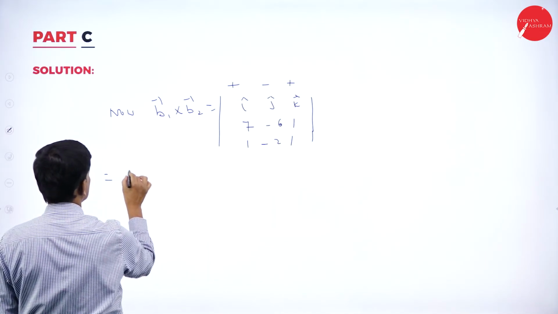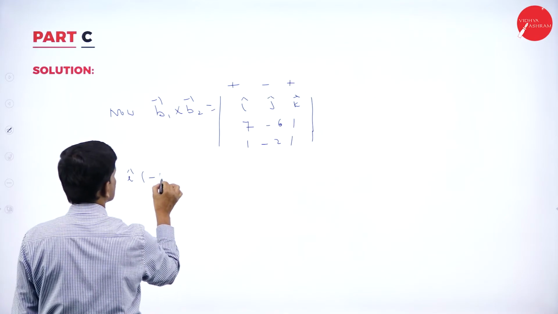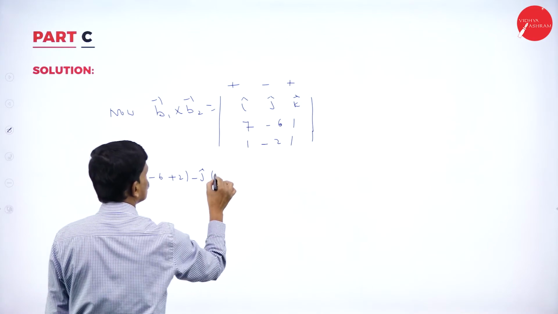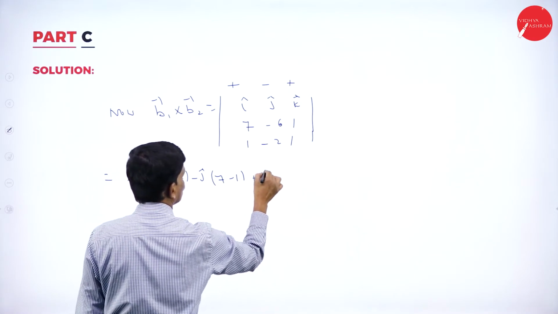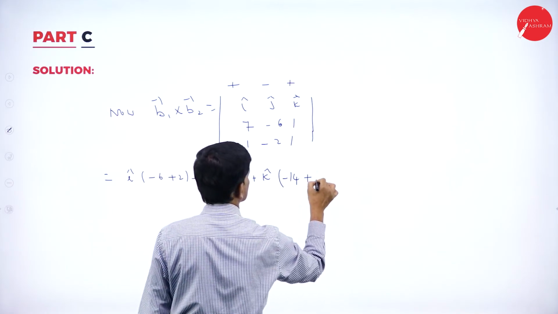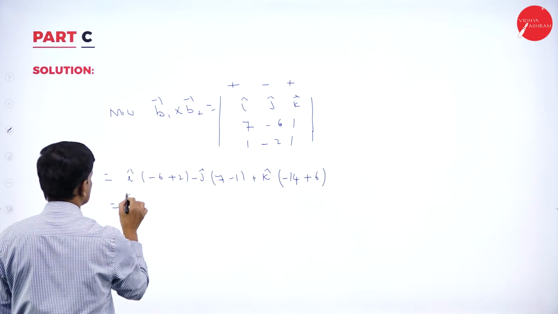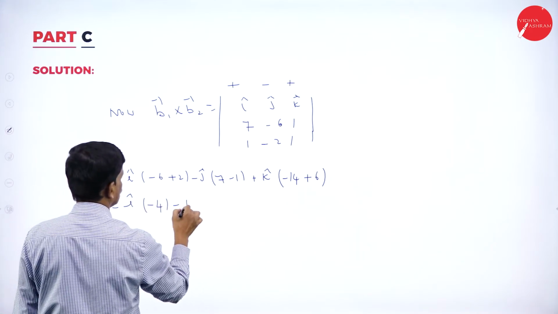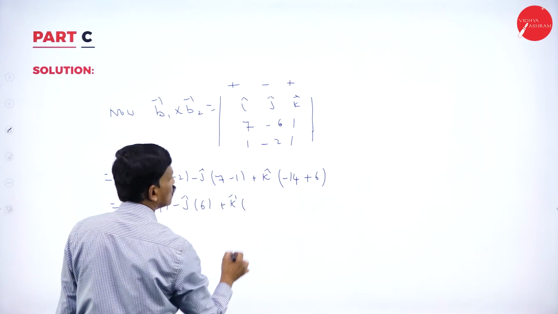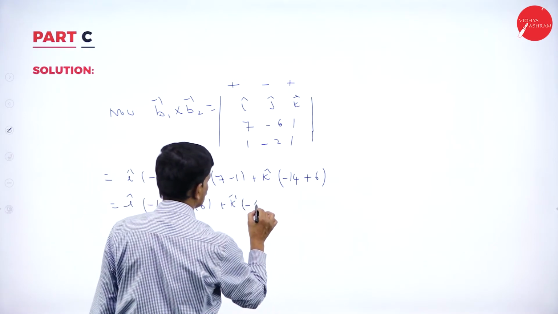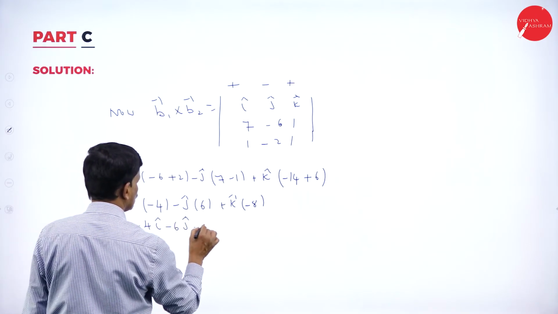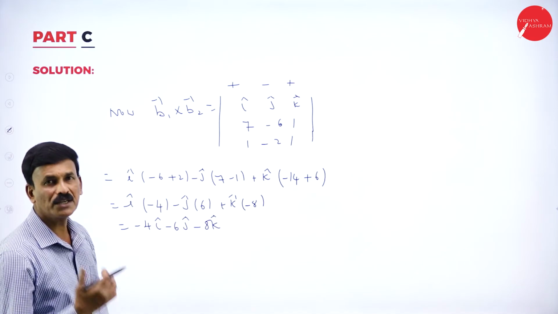So this is equal to i into minus 6, minus into minus, plus 2, minus j into, this is gone, 7 1s are 7, minus 1, plus k into, this is gone, 7 2s are 14, minus 14, minus into minus, plus 6. So this is i into minus 4, minus j into 6, plus k into minus 14 plus 6, which is minus 8. So this is minus 4i minus 6j minus 8k. Find the magnitude of this.